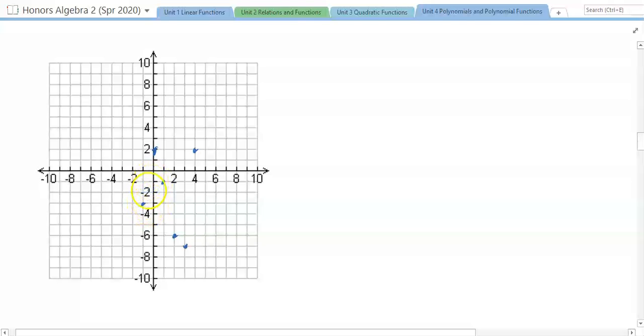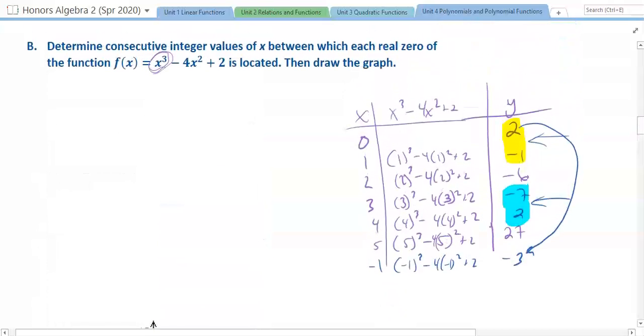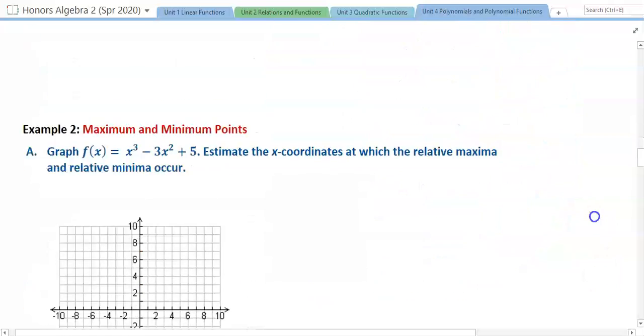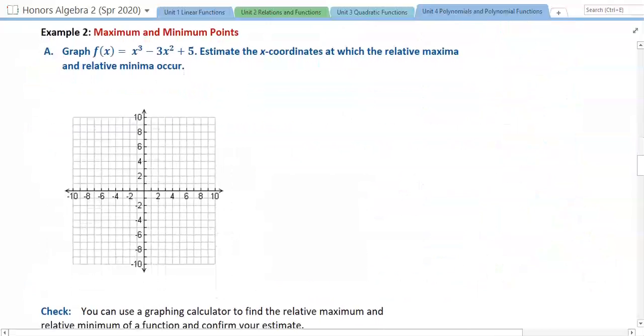And now I'm not going anywhere else because if we look at it, I just kind of start to connect these. We see that I already have my 3 crossings. I don't have any other crossings to go. And so my 3 zeros of this will fall between, the first is between -1 and 0, the second is between 0 and 1, and the last one's between 3 and 4. So that would be my 3 zeros of this with their consecutive integers. Okay? And so as we look at graphs, just remember max and min as we graph these.